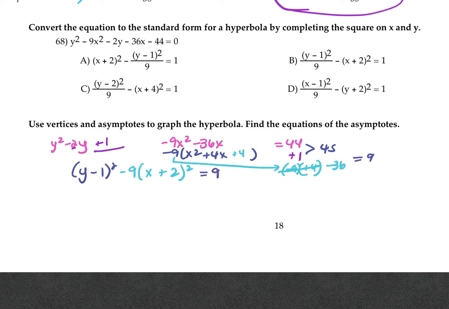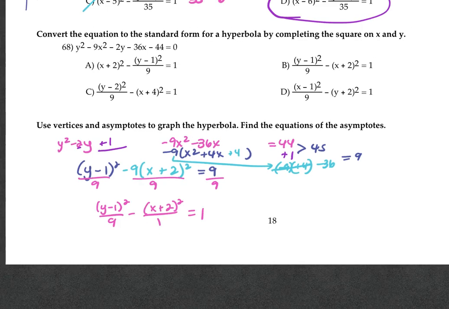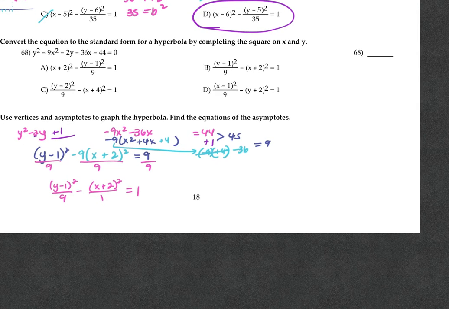It's a hyperbola, so it's got to be equal to 1. So we divide everything by 9. And I get y minus 1 squared over 9 minus x plus 2 squared over 1 equals 1. And that is this choice here, y minus 1 over 9. And then you don't have to put the over 1 underneath the x because that would obviously simplify.